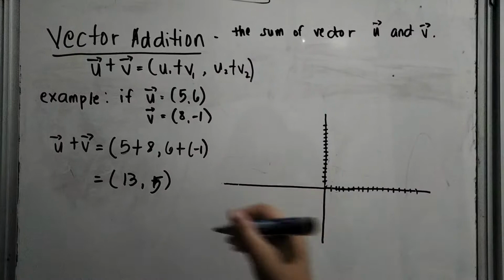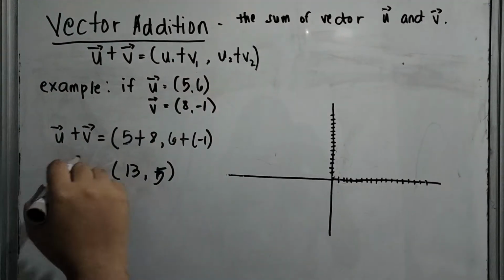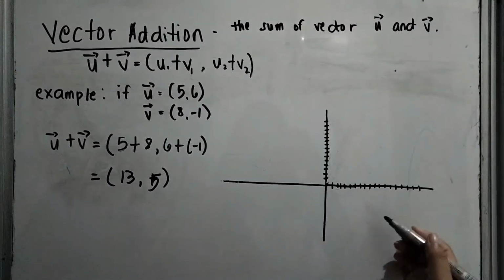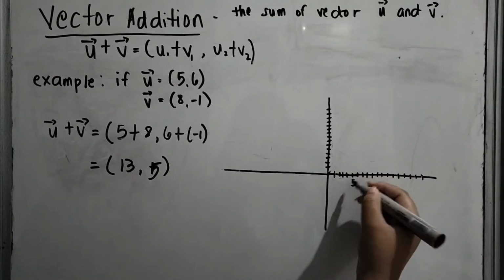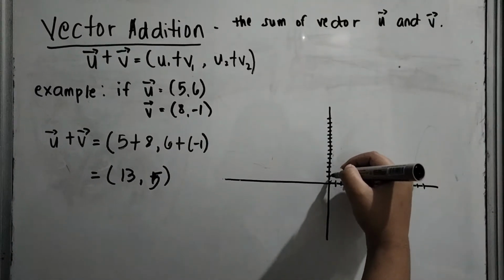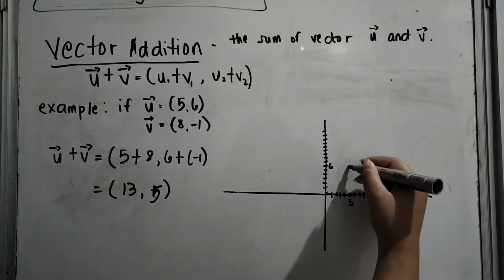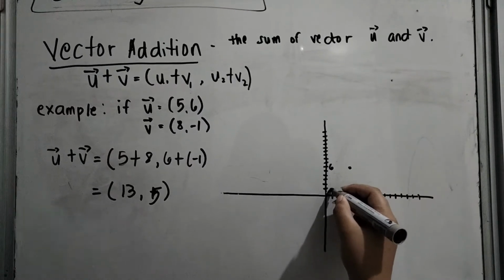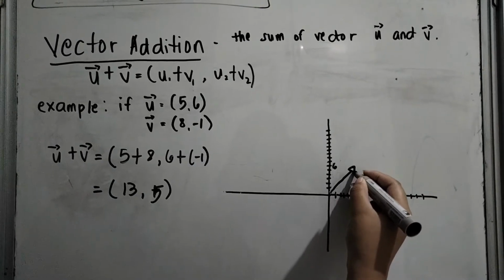Ngayon naman, i-graph natin ito, yung vectors of u at vectors of v at saka yung equivalent nung pag-add natin yung dalawa. 5, 6, 5, 1, 2, 3, 4, 5. For y-axis, 6, 1, 2, 3, 4, 5, 6. Dito siya. And ang origin natin is dito ulit sa 0. Line natin siya papunta doon.